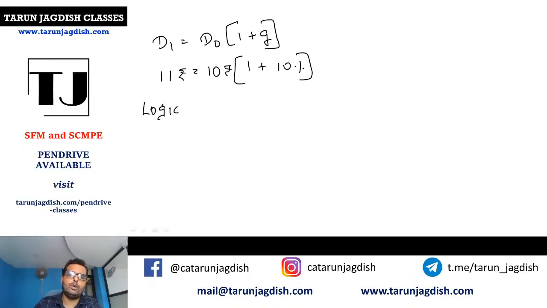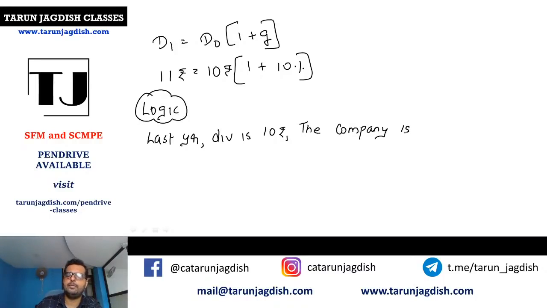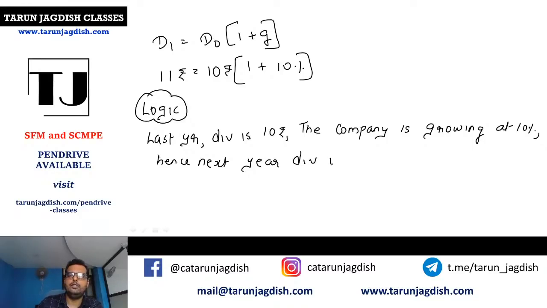So the logic, what you have to write down will be like this. Last year dividend is 10 rupees. The company is growing at 10%, hence next year dividend is expected to be 11 rupees. Can you please write down this in your books, friends?